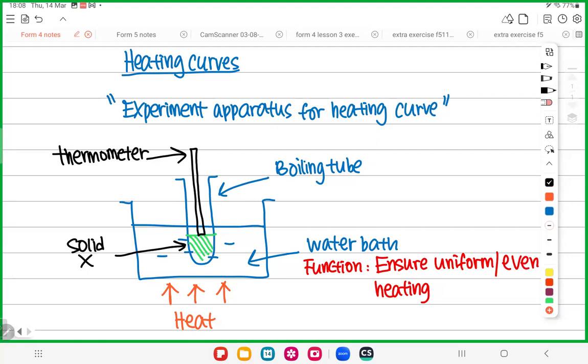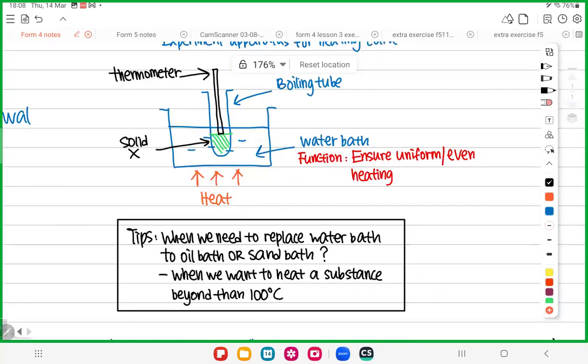Okay, so finished already. We're all done with this concept. So when should we use a water bath? When the temperature you want to heat is not over 100. Let's say I want to heat a substance to 70 degrees Celsius. No need to use an oil bath, no need to use a sand bath. But when you want to heat a substance to a temperature more than 100, you must change the water bath to an oil bath or sand bath. That's it.